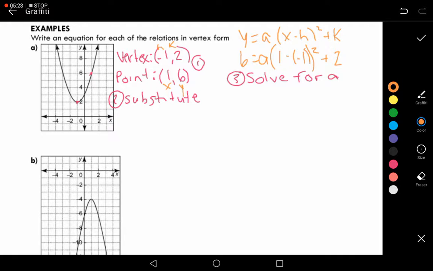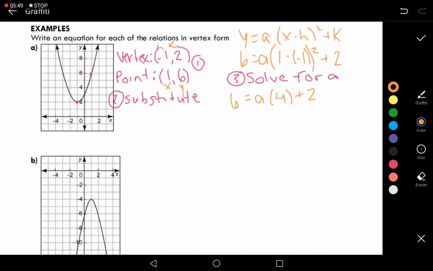Okay, so remember, to solve for something, that means to completely isolate it. So we're going to use BEDMAS to do this first, right? So 6 is all by itself, so we're going to leave that. 1 minus negative 1 is the same as 1 plus 1, right? That double negative will turn into a positive. So that's 2 squared, which is 4, right? Plus 2.